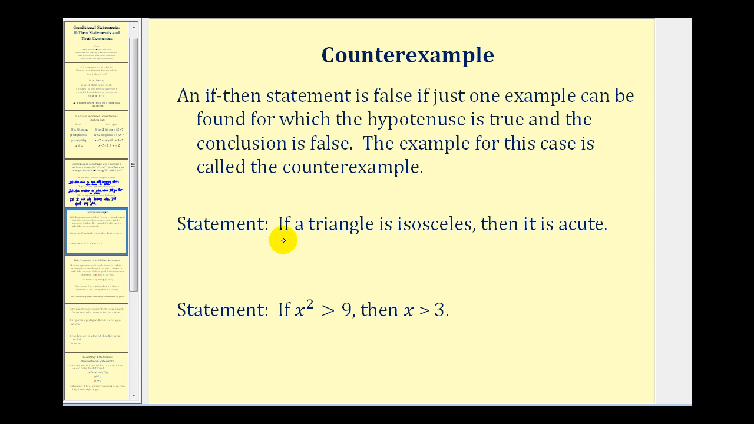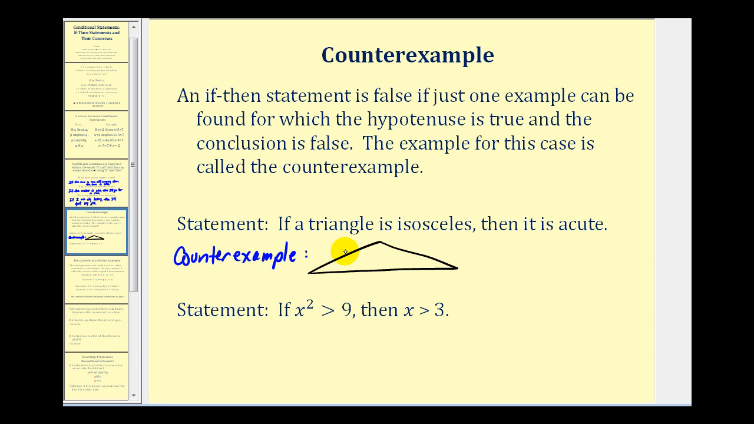So if we have the conditional if a triangle is isosceles, then it is acute, if we can find one isosceles triangle that's not acute, it would make this if-then statement false. So is it possible to sketch an isosceles triangle that is not acute, meaning one of the angles is obtuse or between 90 and 180 degrees? And it is possible. Here's an example.